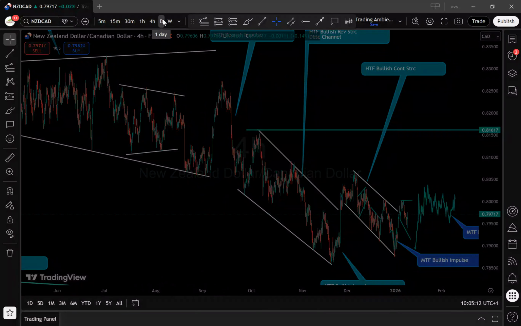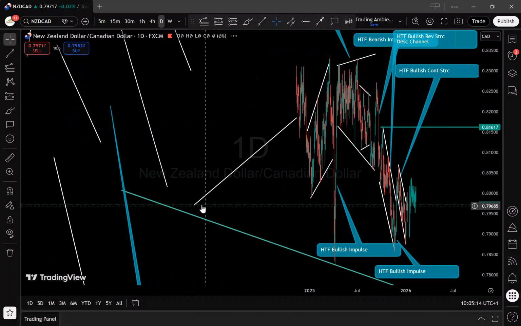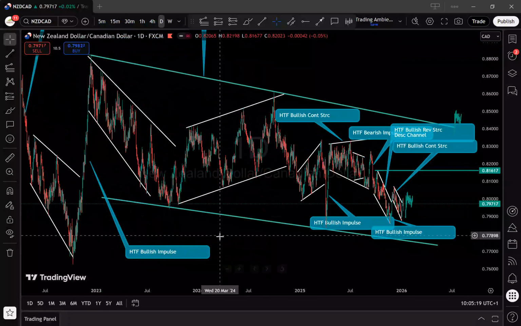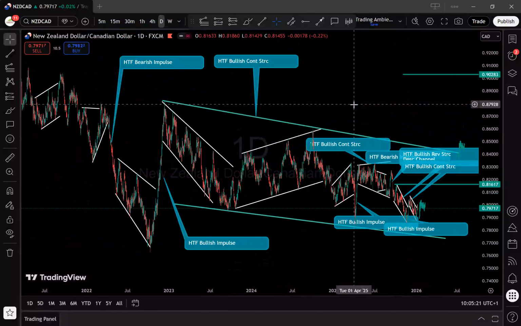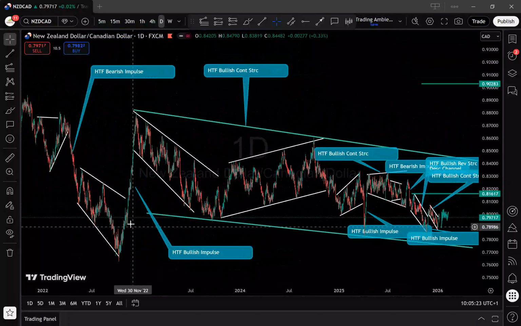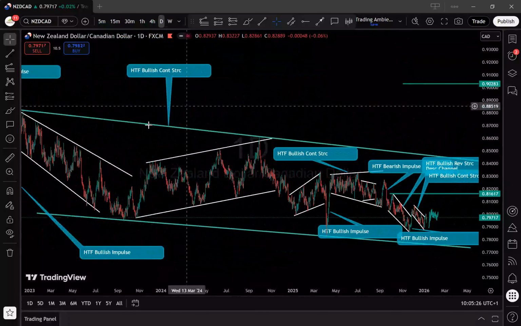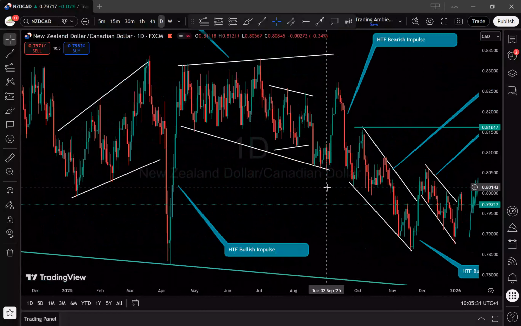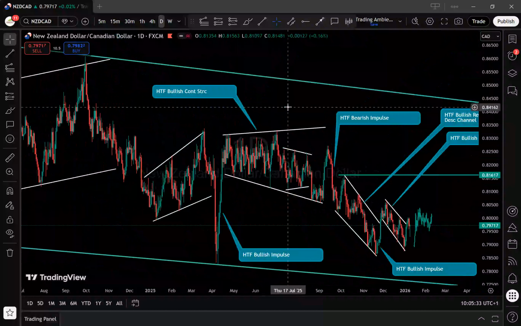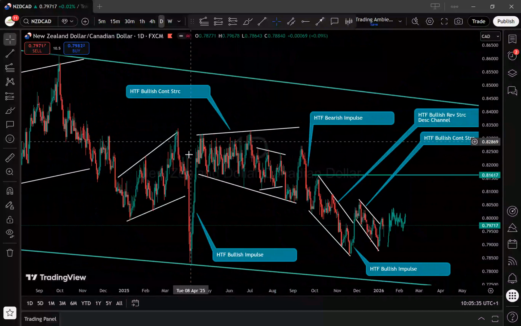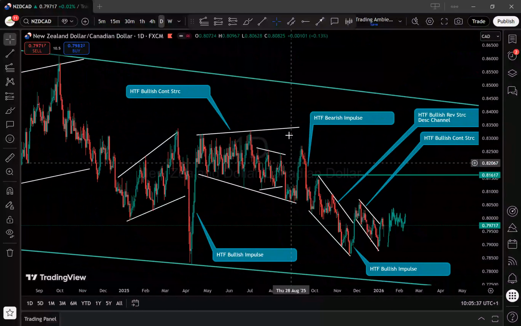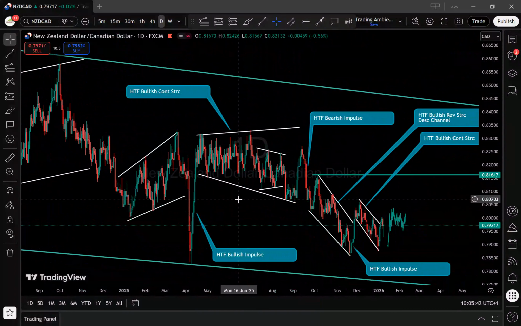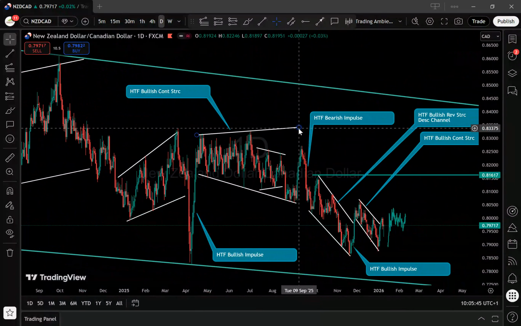So next in line is New Zealand dollar, Canadian dollar. On the higher time frame for New Zealand CAD, we have a bullish impulse, right? A bullish impulse and a bullish continuation structure for the overall price action. So right here we have a bullish impulse, a bullish continuation right here. The price didn't break out of this continuation for the reason best known to it.